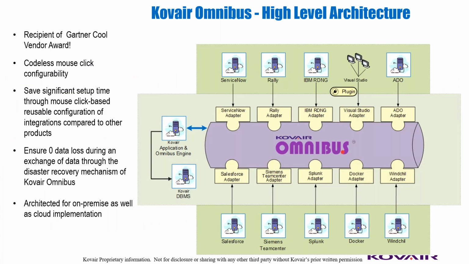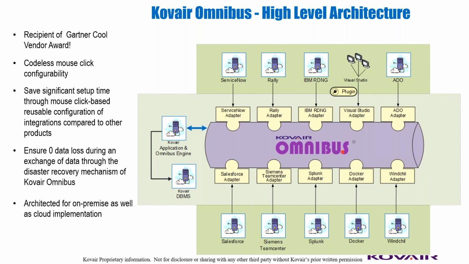Now let me move to a different product, let's move to our ESB. Omnibus ESB is a completely Kovair proprietary tool. It has been awarded by Gartner as a Cool Vendor. The entire configuration for a business user is on a mouse click.